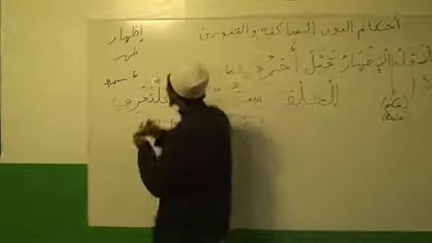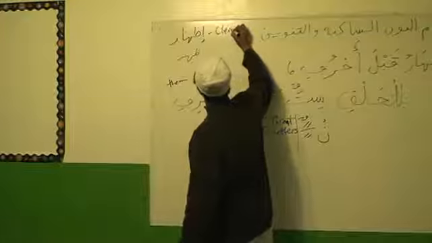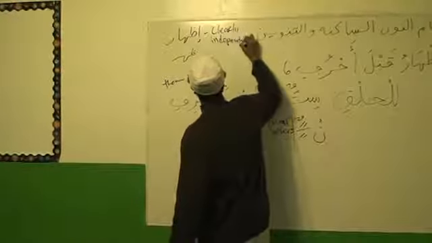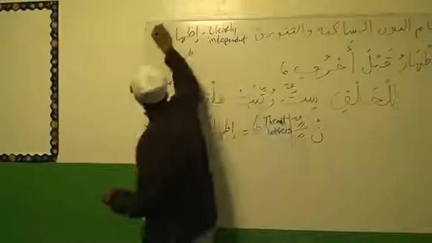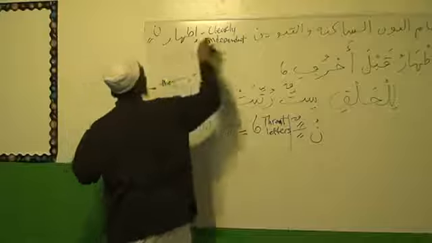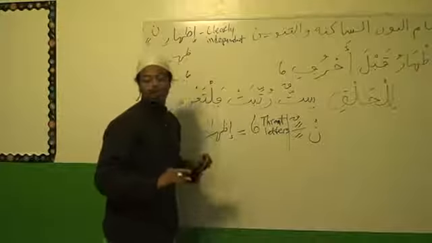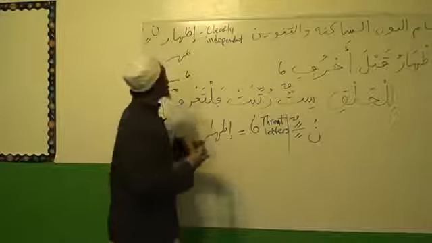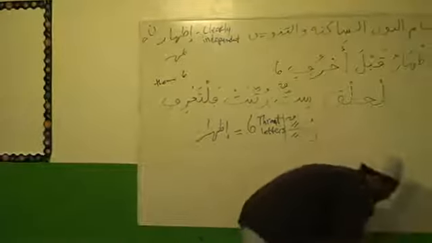So we have idhar here, which is to recite the word clearly, clearly and independent. Independent, meaning it's not mixed. The Nun Sakina and the Tanween are going to be recited clearly and independent of any other letter. So we're going to say an, un, in, right? Before the letters of the throat. And the letters of the throat are 6.